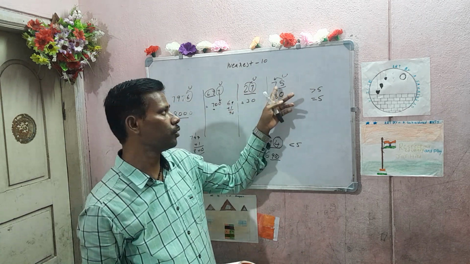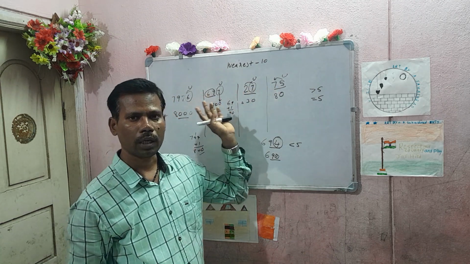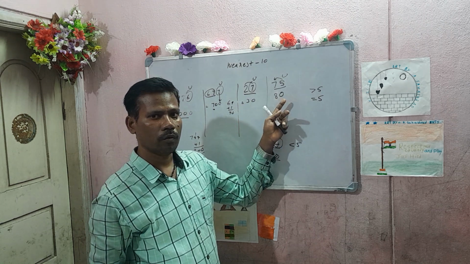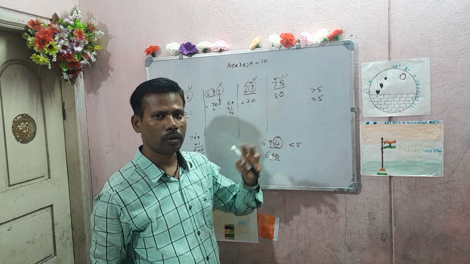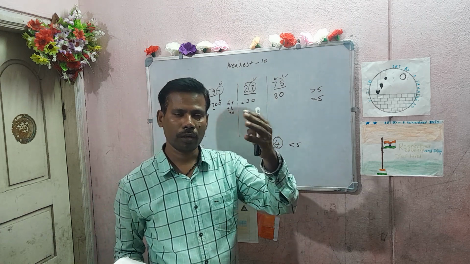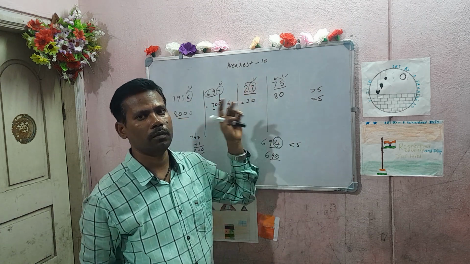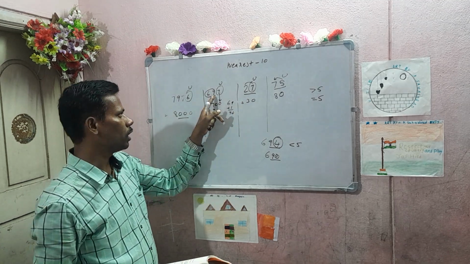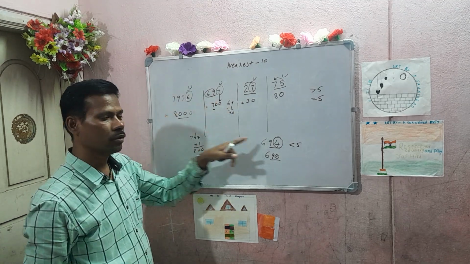Rounding off to the nearest 10, the units place, you have to see what to do when 9 comes. When the digit is less than 5, don't add anything. When the digit is more than 5 or equal to 5, you have to add 1 to the previous one. And when 9 comes, you have to be very careful. Completely you should take like this.